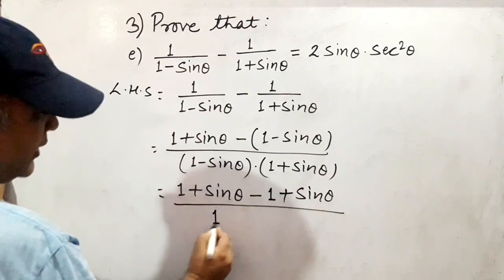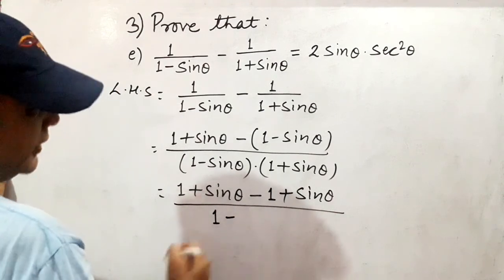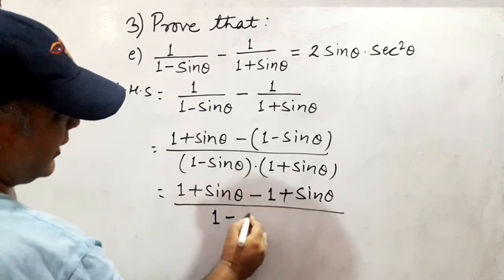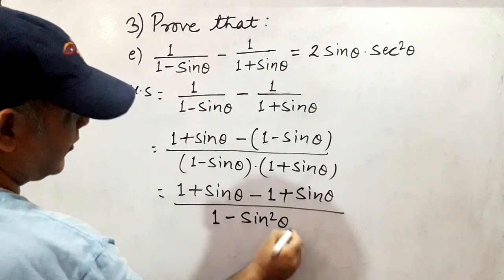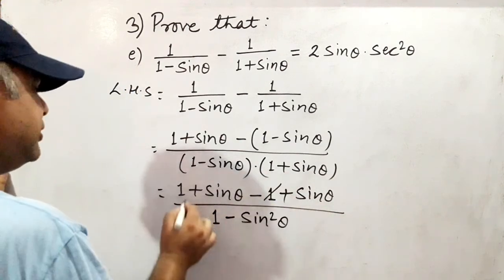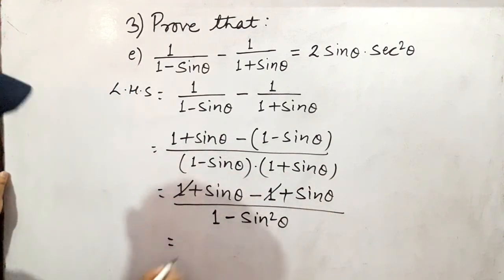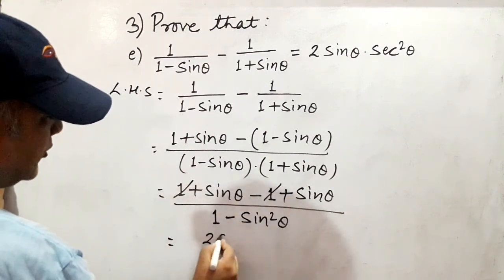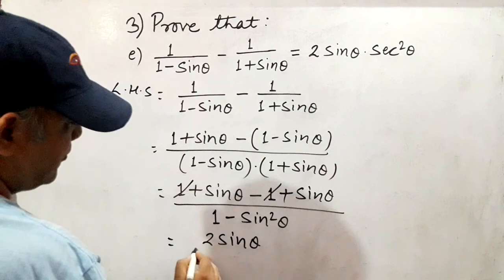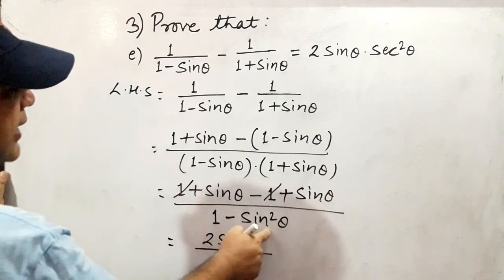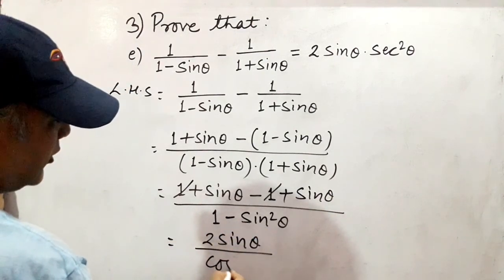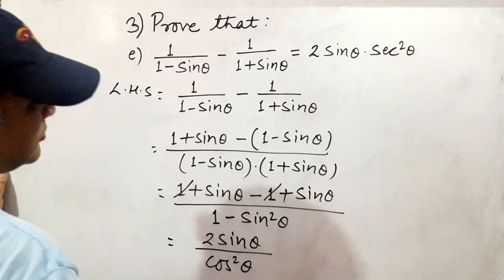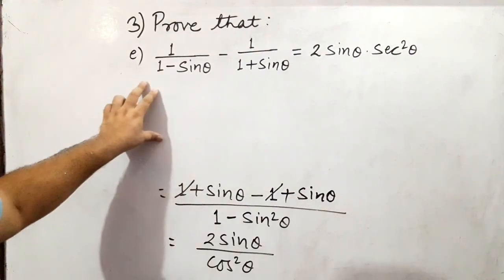So a square, that is 1, minus b square, sin square theta. Minus 1 plus 1, they get cancelled. The remaining terms, sin theta plus sin theta, 2 sin theta by 1 minus sin square theta, which is equal to cos square theta. I have written this upper part.